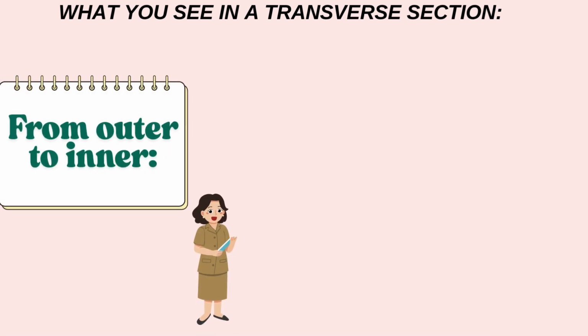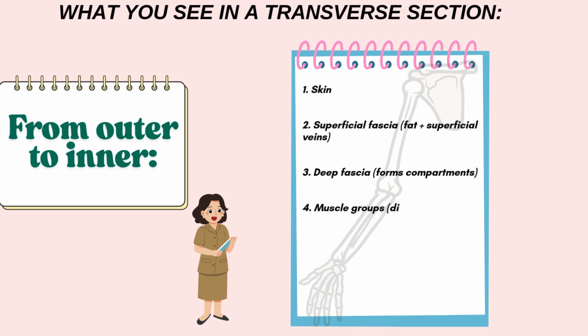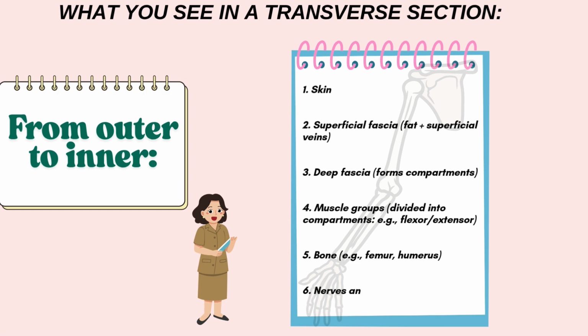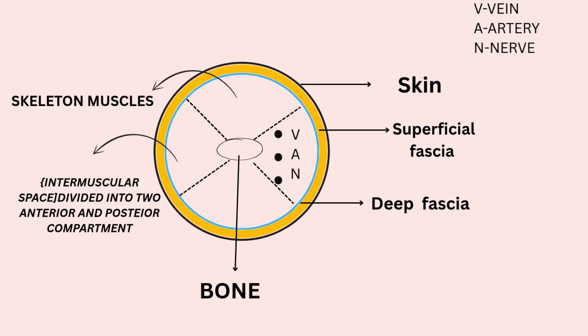What you see in a transverse section, from outer to inner. 1. Skin. 2. Superficial fascia, fat plus superficial veins. 3. Deep fascia, forms compartments. 4. Muscle groups, divided into compartments. Example, flexor, extensor. 5. Bone. Example, femur, humerus. 6. Nerves and blood vessels, like femoral artery, sciatic nerve. Sample diagram of transverse section of limb.